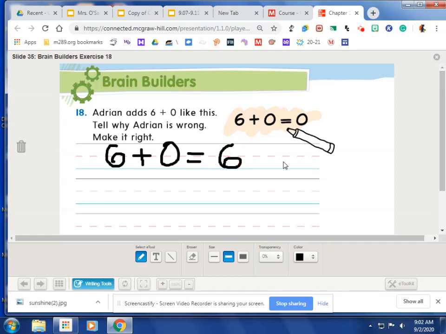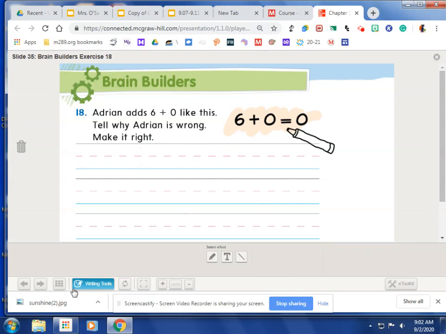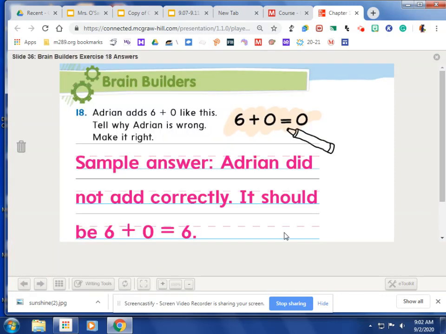Six plus 0 is 6. And that is the way he should have written it. Adrian did not add correctly. It should be 6 plus 0 equals 6. I'm not going to make you write that whole sentence.